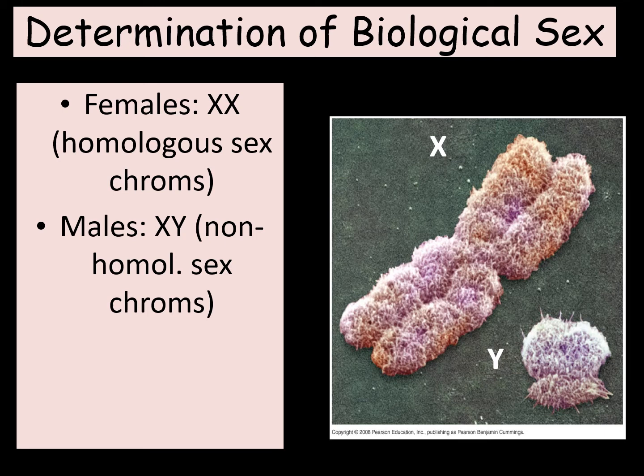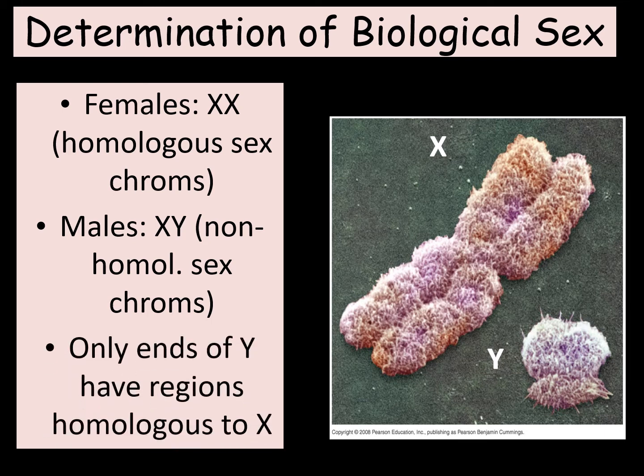Now, this is really important because we're going to be doing Punnett squares with sex-linked traits, and it's important to note that the Y does not really carry a lot of genetic information. So when we do our sex-linked Punnett squares, you're not going to put an allele on the Y. And again, that is because it does not contain a lot of genetic information. Really only the ends of the Y chromosome have regions that are homologous to the X. So it's much smaller, and like I was saying, doesn't really have a whole bunch.